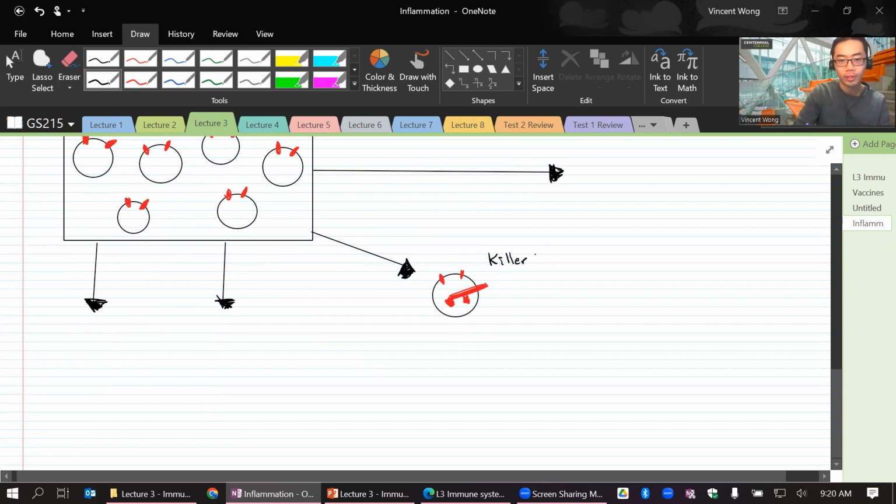That's actually what they're called. I'm not making this up. Another name for killer T cell is cytotoxic T cell. It means the same thing. And the job of the killer T cell or the cytotoxic T cell is to kill infected cells.